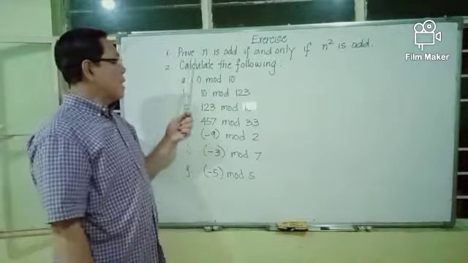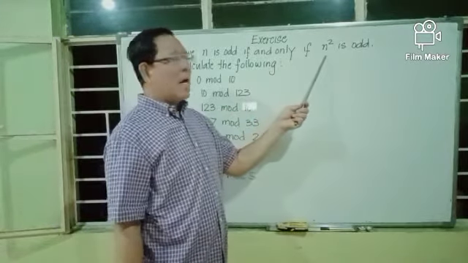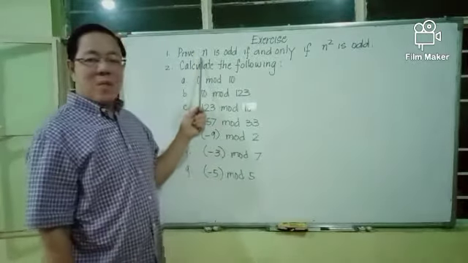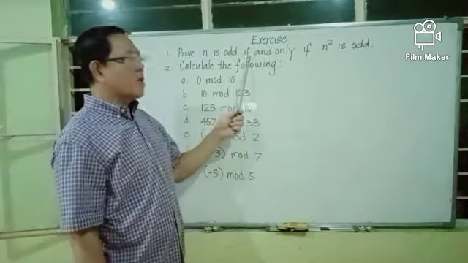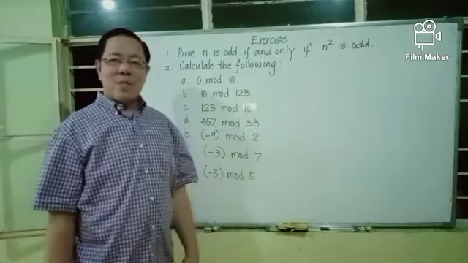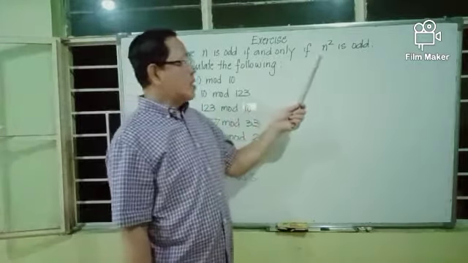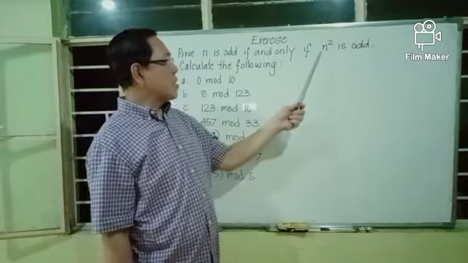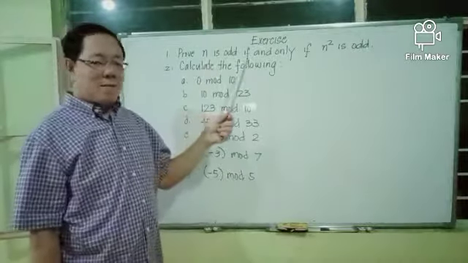Number 1, prove n is odd if and only if n squared is odd. The proof of this number 1 will consist of two parts because of this biconditional statement. In the first part of the proof, you show that if n is odd, then n squared is odd. In the second part, you take n squared is odd, then you show that n is odd.